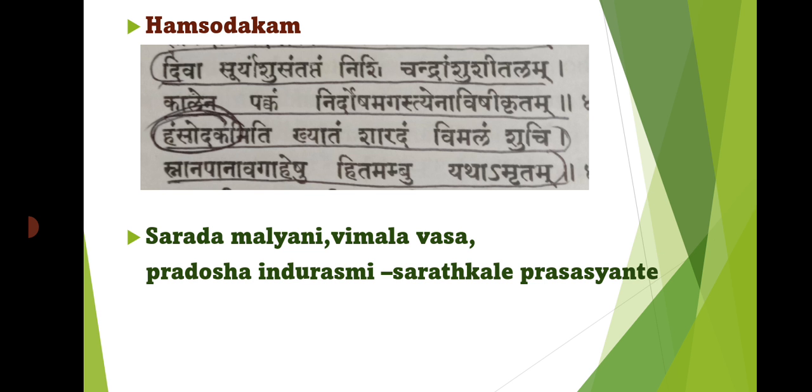Sharadamalyani Vimalavasa Pradosha Indurashmi Sharatkale Prashasyanti. So Sharadani Cha Malyani, that is, the flowers of Sharatkala have to be used for garlands. And Vimalavasa, pure clothes have to be worn in the season. And Pradosha Indurashmi, the cool rays of the moon during the evening, Pradosha Kala, are very beneficial during Sharat Kala.